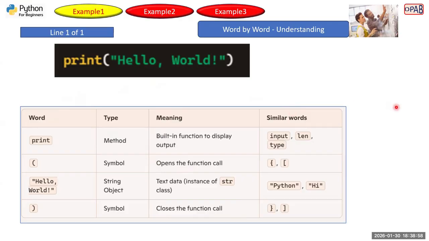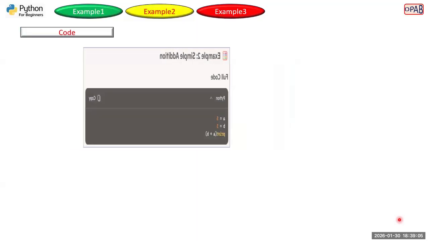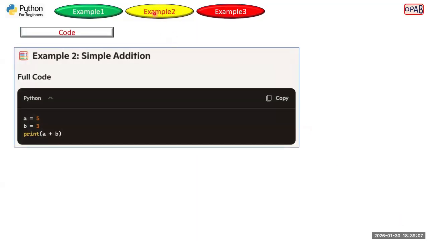Okay. Next example. So this is the end of example 1. Next, code 2. You are seeing here, this is the second one. So example 1 is green, now we have completed. Example 2 we are just seeing because it is yellow.